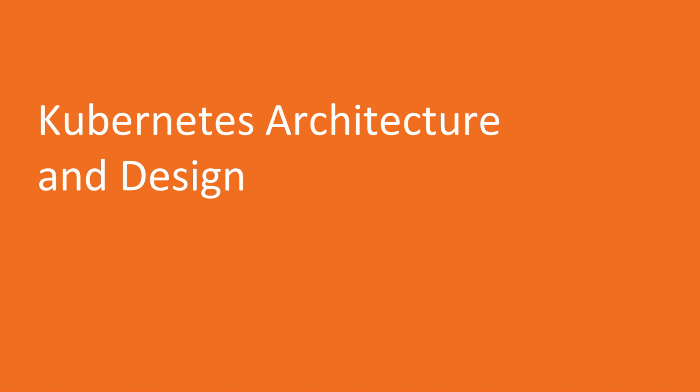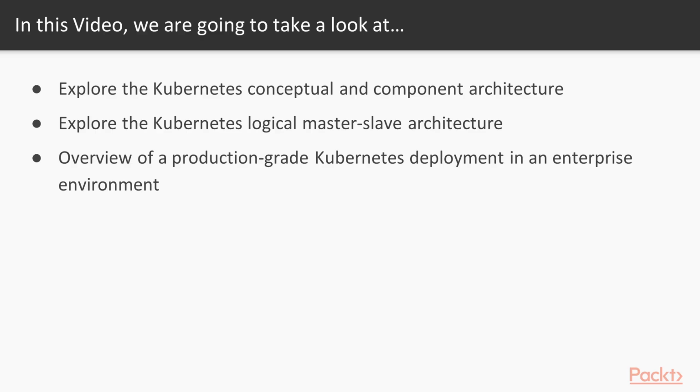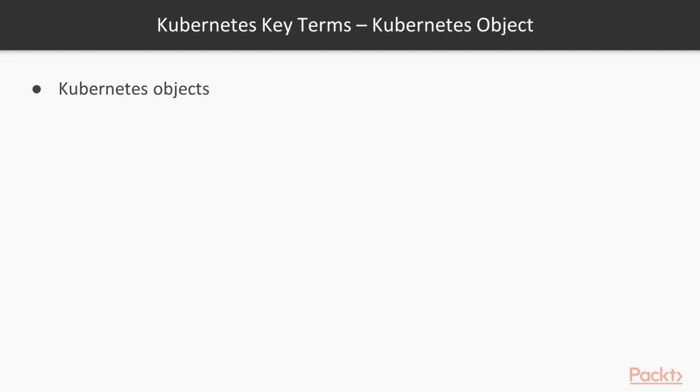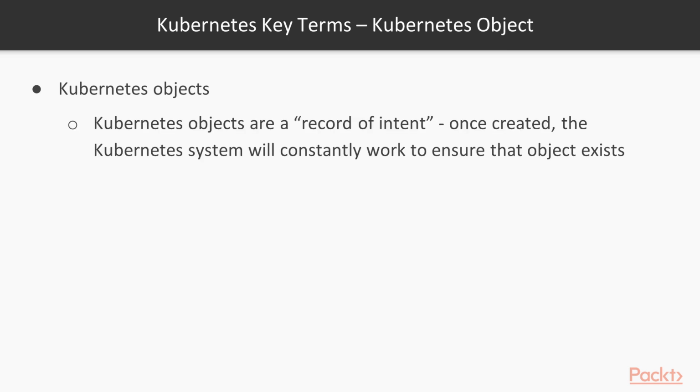Kubernetes architecture and design. In this video, we will demonstrate Kubernetes conceptual and component architecture. We'll explore the Kubernetes logical master-slave architecture, and we'll get an overview of a production-grade Kubernetes deployment in an enterprise environment. Let's go over some key terms for Kubernetes. The first key term we want to learn is the Kubernetes object.